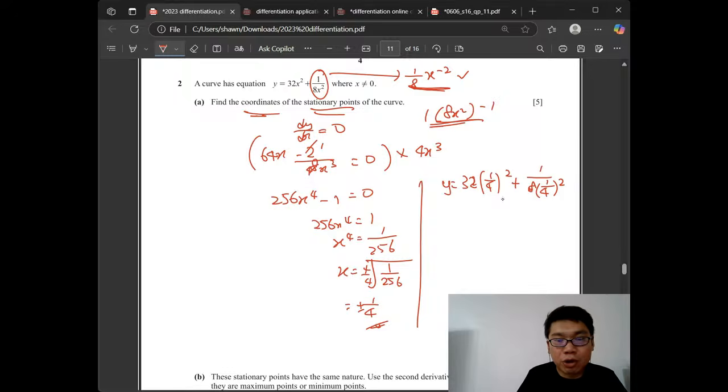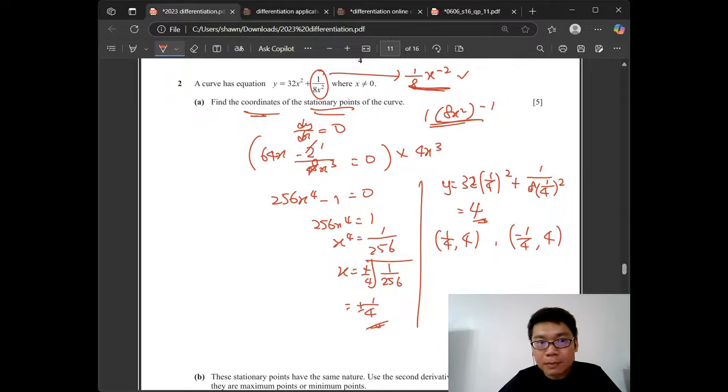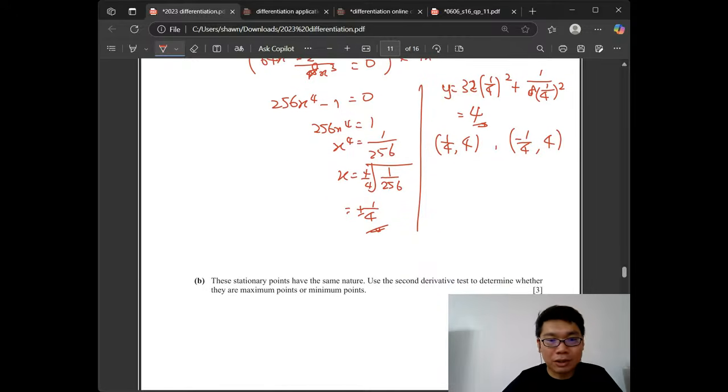Since in both situations it is x squared, your negative 1 over 4 will still give you the same answer. So at last, you should get y also 4. So your two coordinates include this and this. Okay, 5 marks. Any question from this? Shouldn't be a problem. This question is somehow considered an easier one.